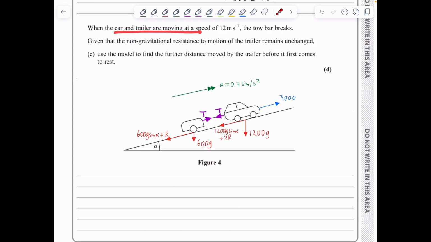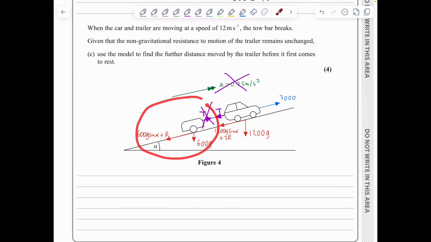Now, when the car and the trailer are moving at a speed of 12 meters per second, the tow bar brakes. The non-gravitational resistance to motion remains unchanged, and we need to use the model to find the further distance moved by the trailer before first coming to rest. So first of all, the tension will go away because the tow bar brakes. We no longer have the acceleration of 0.75 meters per square second, so we will be considering the trailer.